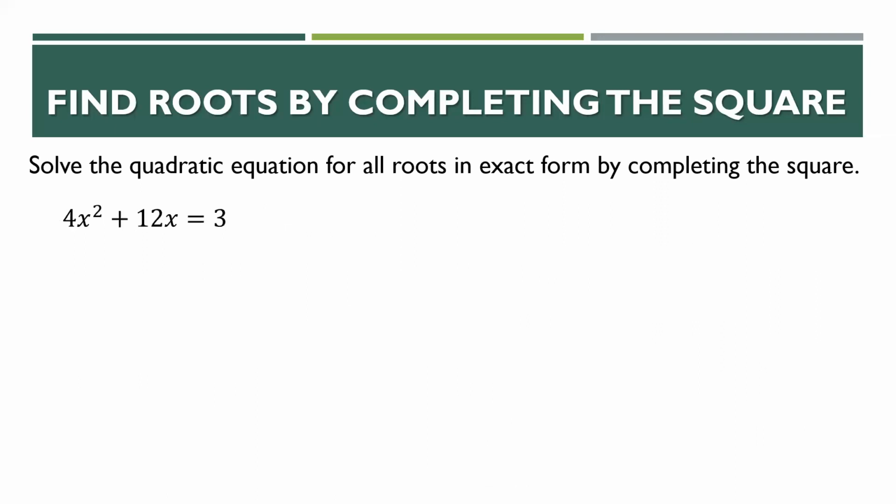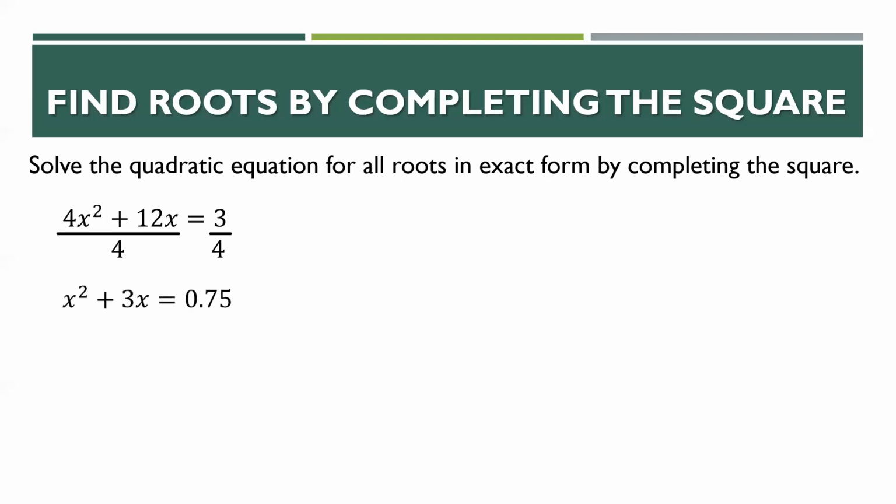All right, here's our last one. We've got 4x squared plus 12x equals 3. So my constant is already on the right-hand side. So I'm going to leave that 3 where it's at. But my a value is not a 1, it's a 4. So my next step is to divide both sides by 4.